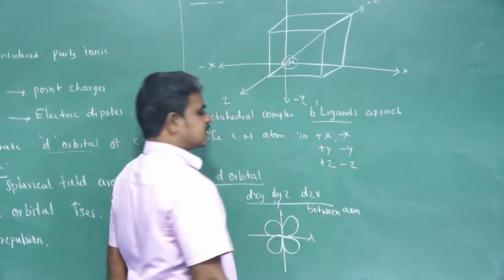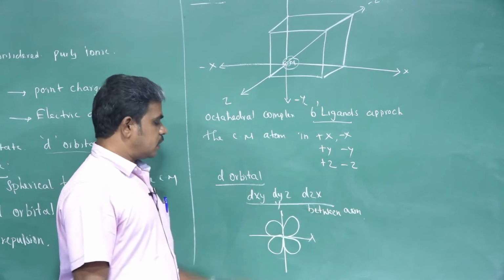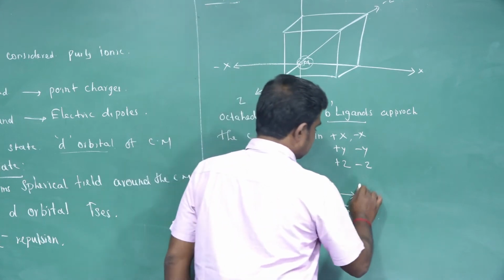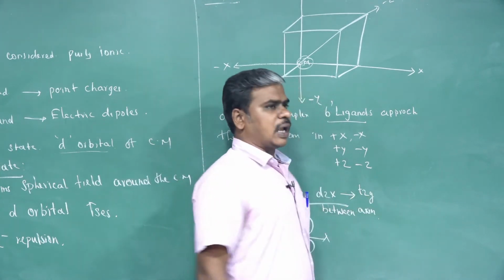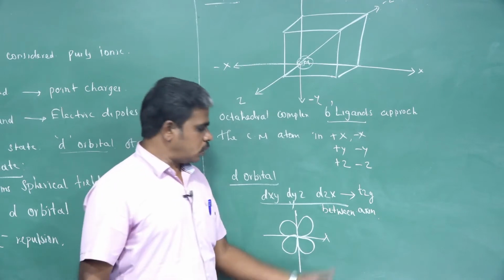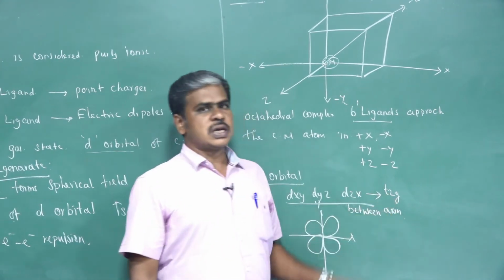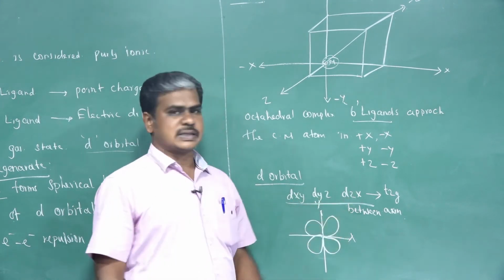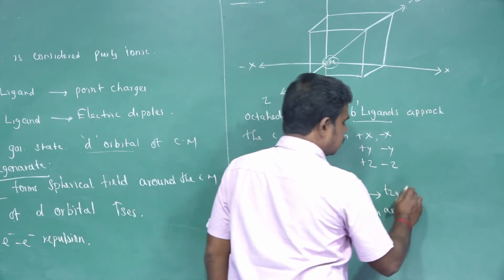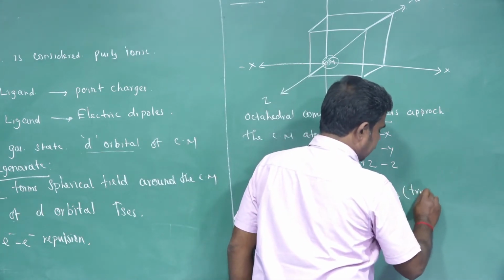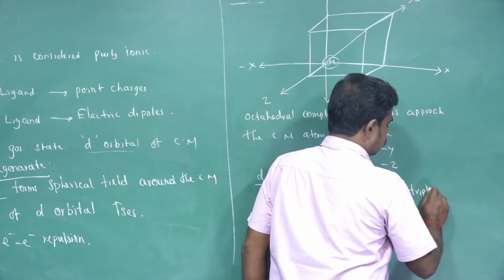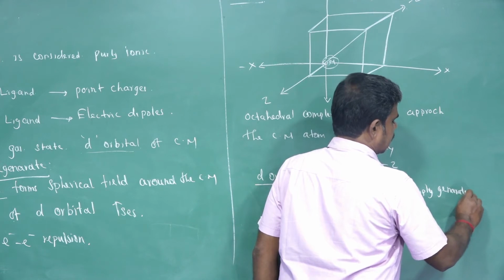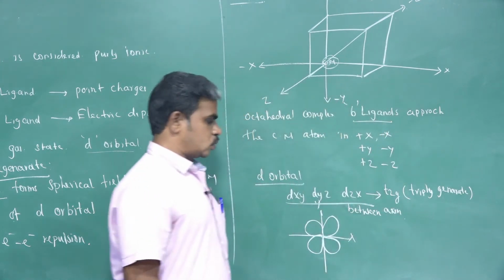And so this is clover leaf shape, between the axes, and these are considered as T2g orbitals in CFT. So in CFT, the T2g orbitals are dxy, dyz and dzx, and T2g means triply degenerate orbital. So it is considered as T2g.